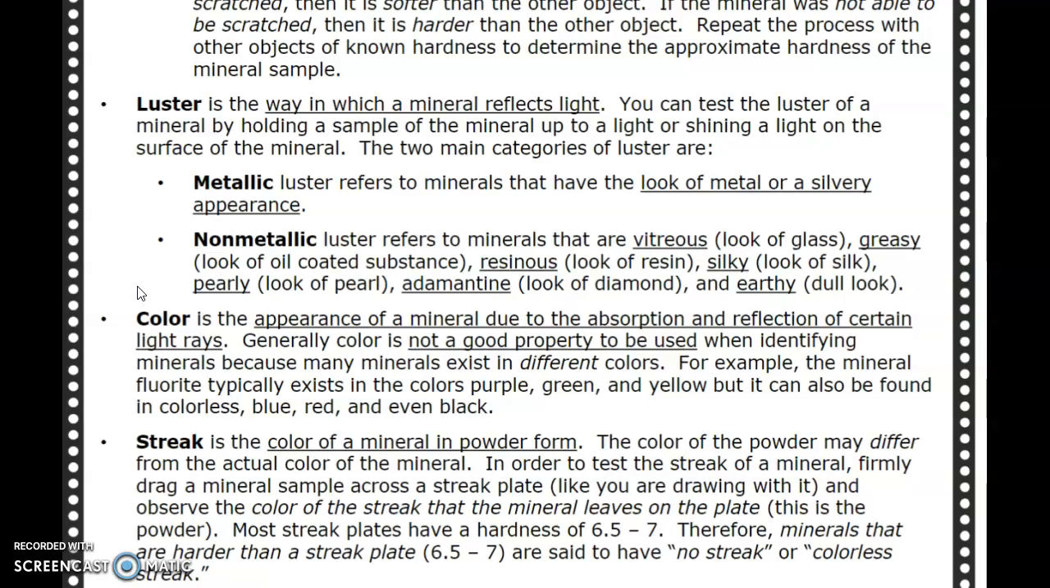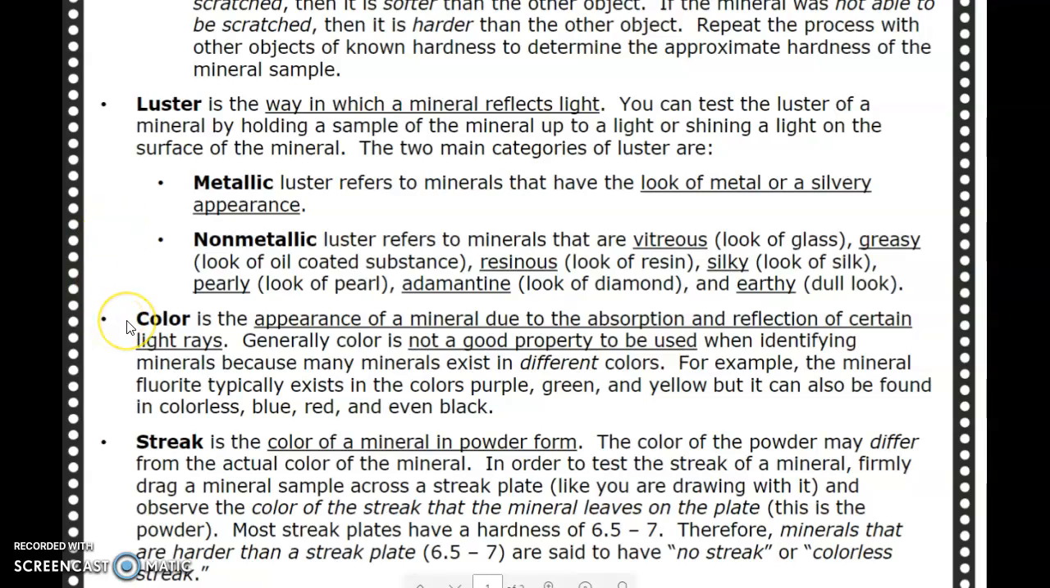Non-metallic luster refers to minerals that are vitreous, or look like glass; greasy, which look like an oil-coated substance; resinous, they look like resin. Think of tree sap for resin. Silky, they look like silk. Pearly, they look like a pearl. Adamantine, they look like a diamond. And earthy, they have a dull look.